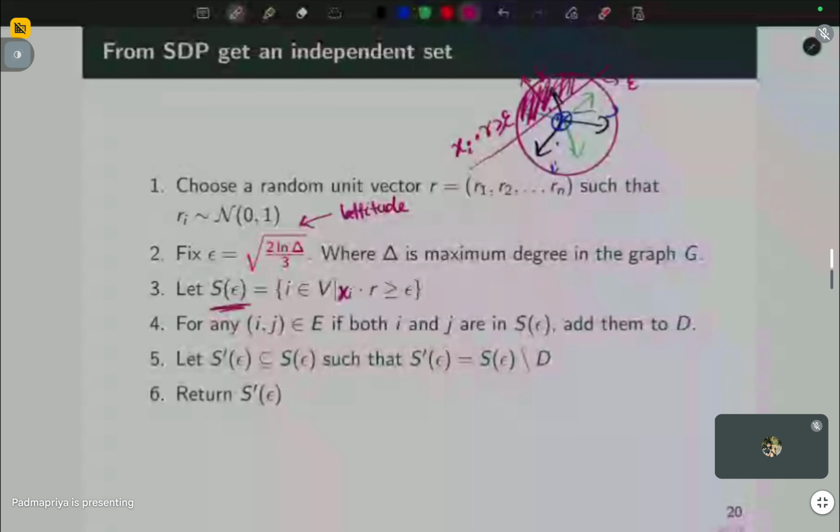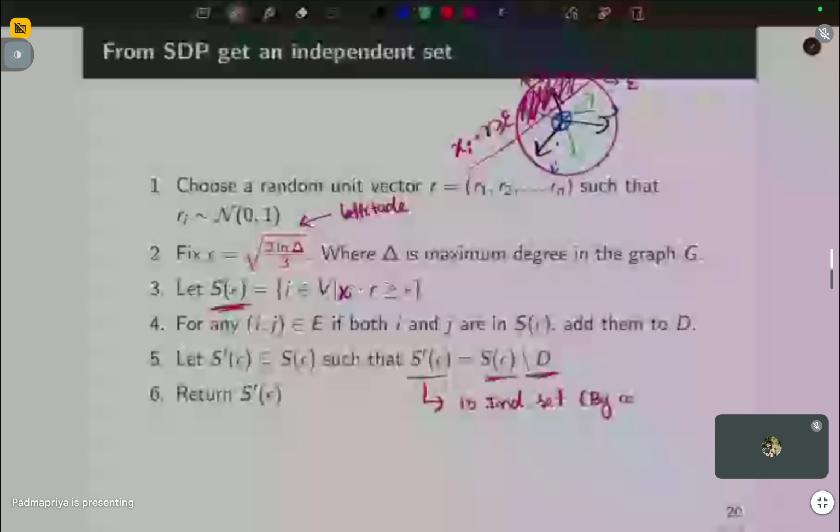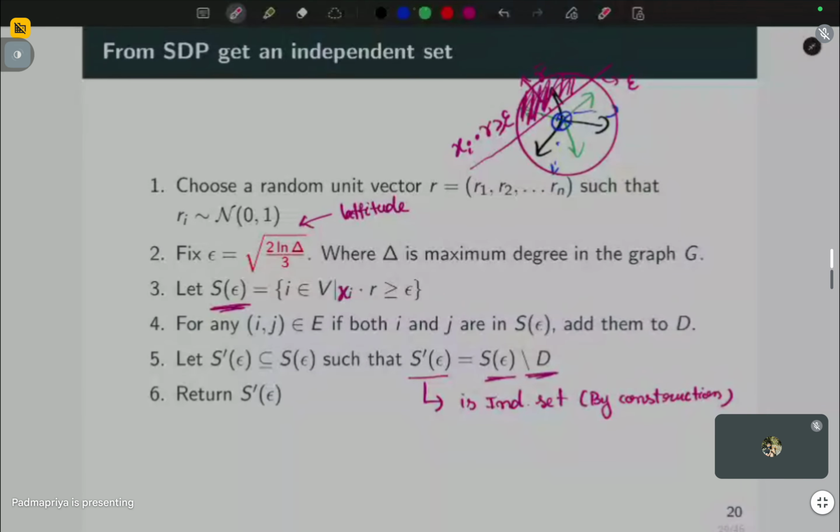So what do we do for every edge in the graph? We see whether both the endpoints are in S epsilon. If they are, then we just add the edge to a set called D. And then you are just removing this D from our S and defining another set, S prime epsilon. This is an independent set by construction. And you are just returning S prime epsilon.